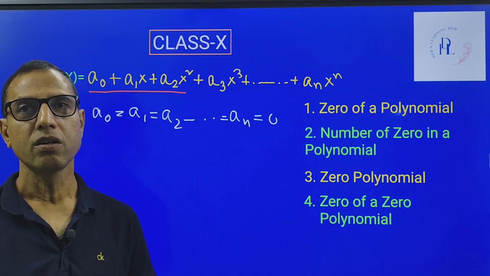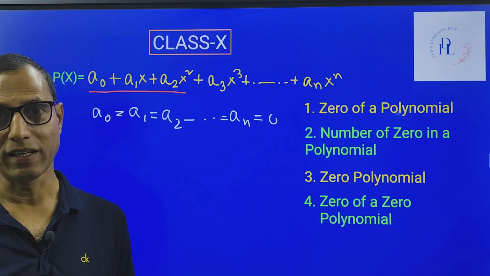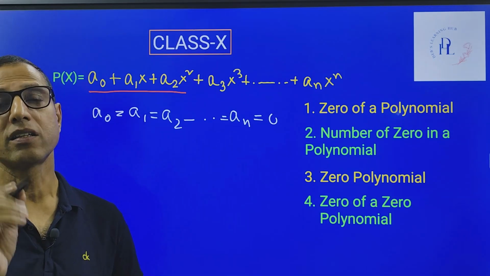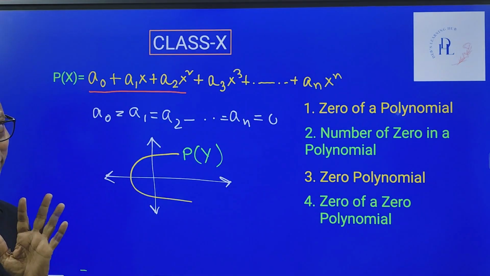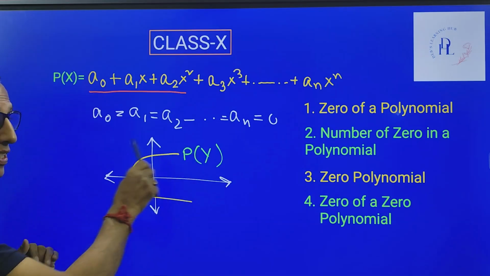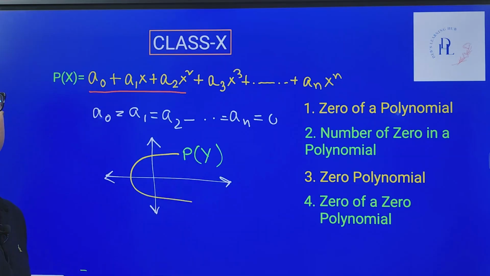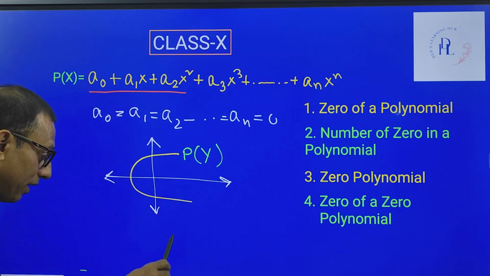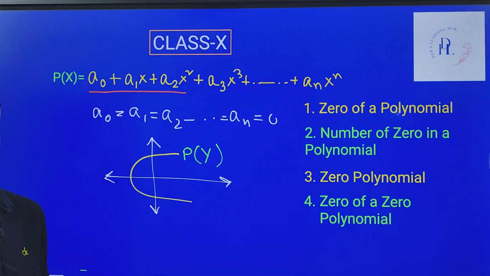If it is saying polynomial of y, p of y, that means y is the independent variable. Let's say this is another graphical representation. Don't get confused. Always you need to see which is the independent and which is the dependent. If it is saying p of y instead of p of x, that means y is the independent variable. It is a polynomial of y. If it is asked to find the zeros of the polynomial from here, that means for which value of y the polynomial becomes 0.